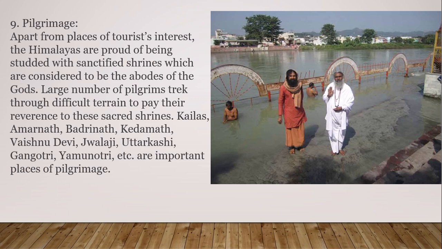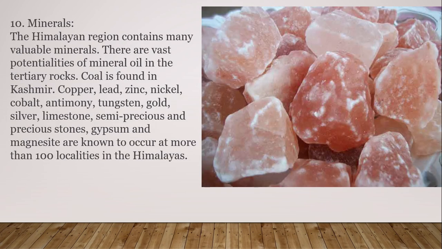And also, the final one, we'll just see the 10th point. We also get mineral resources from here. So let's see some of the minerals here, and the Himalayas are really rich in that. The Himalayan region contains many valuable minerals. Coal is found in Kashmir. Copper, lead, zinc, nickel, cobalt, antimony, tungsten, gold, silver, limestone, semi-precious and precious stones, gypsum and magnesite are known to occur at more than 100 localities in the Himalayas.